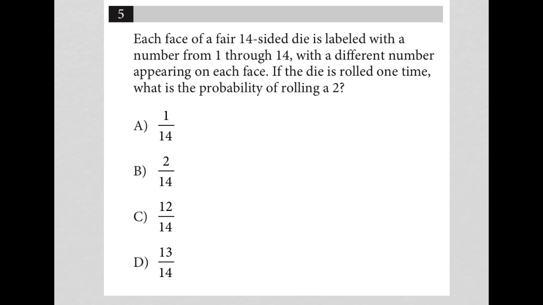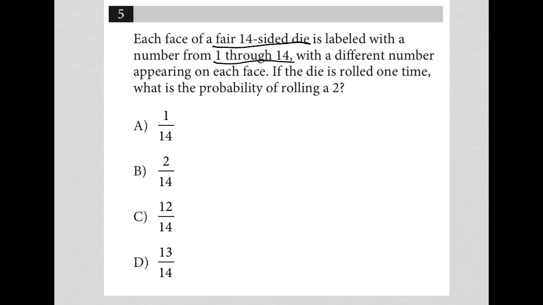So a fair 14-sided die just means it's not weighted. It's not like leaning towards landing on a certain number over another number. There's no duplicates of the same number. Each side has another number, and that is 1 through 14, with a different number appearing on each face.